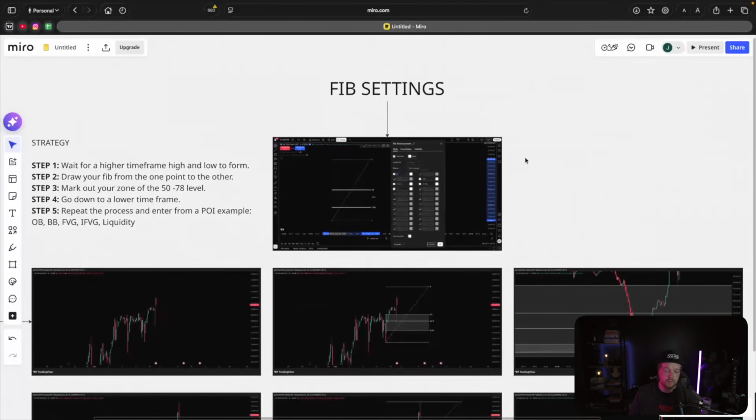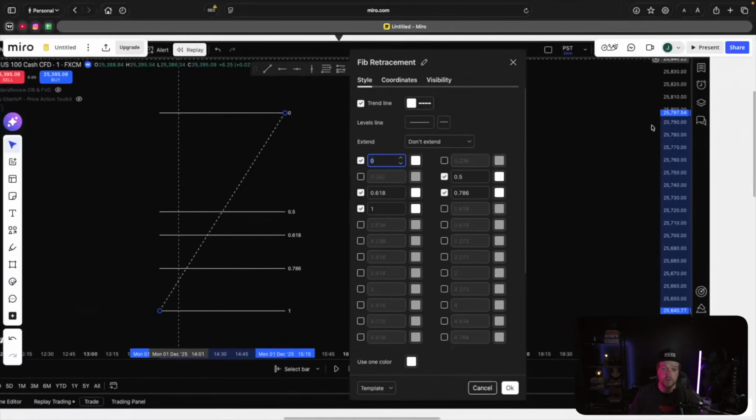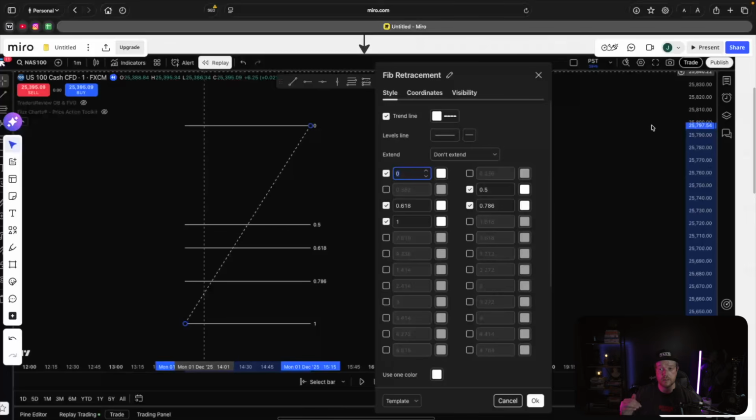For example, this is your order blocks, breaker blocks, fair value gaps, inverse fair value gaps, and so forth. So before you ask me, here are my fib settings. Please pause the video here and then take a screenshot or write it down. This is my standard fib settings. Here you can see the fib on the left, and these are the settings that I'm using for the fib. So pause the video, there you go.